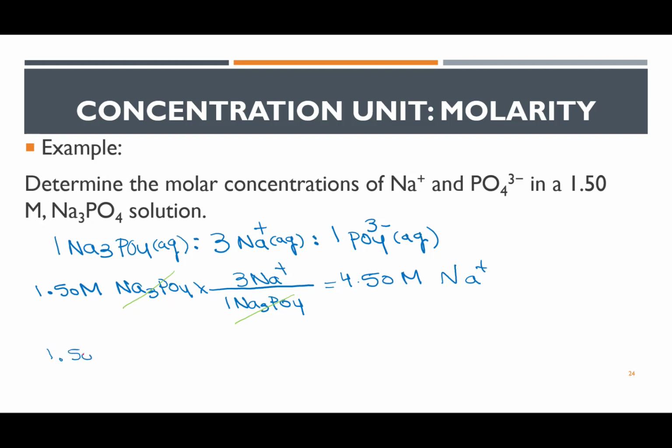Now we're going to do the same thing to find the molar concentration of phosphate ion. Again, 1.50 molar sodium phosphate. I'm going to set up my equation so that the moles of sodium phosphate are going to go and I end up with phosphate ion. Then as you could see again here, the sodium phosphate is going to go, and since they are a 1-to-1 ratio, I have the same molar concentration for phosphate ion.